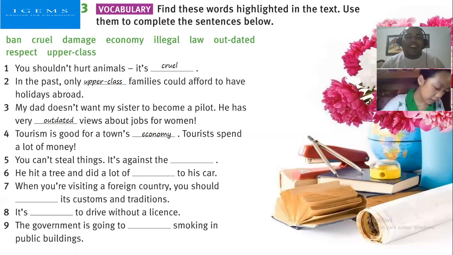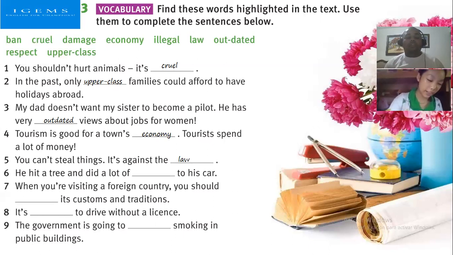Okay, let's continue. Tourists spend a lot of money. Number five, stealing things is against the law. Law. All right, you can't steal things. It's against the law. That is correct.